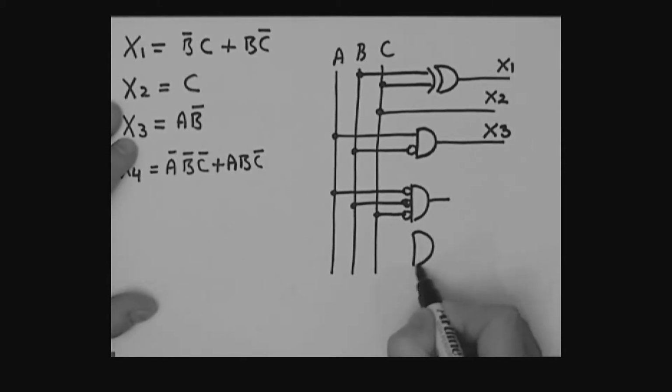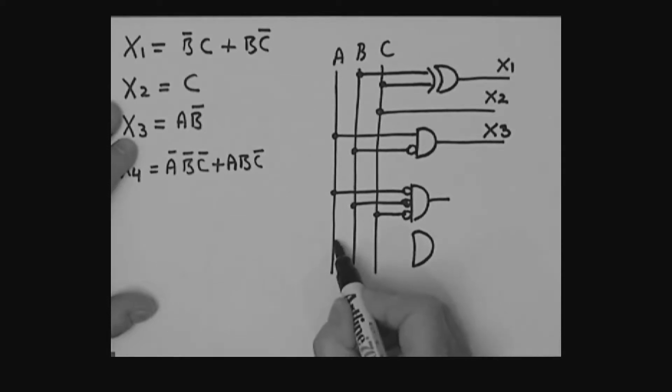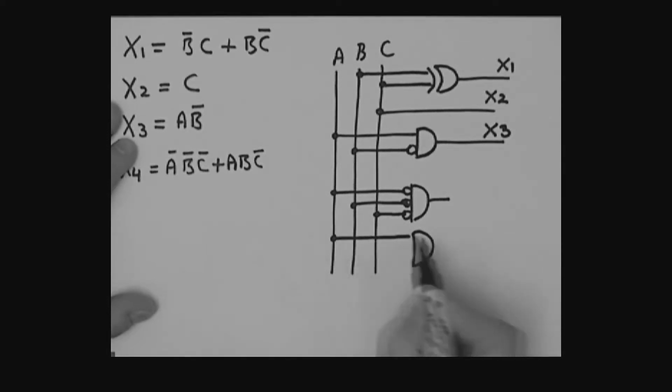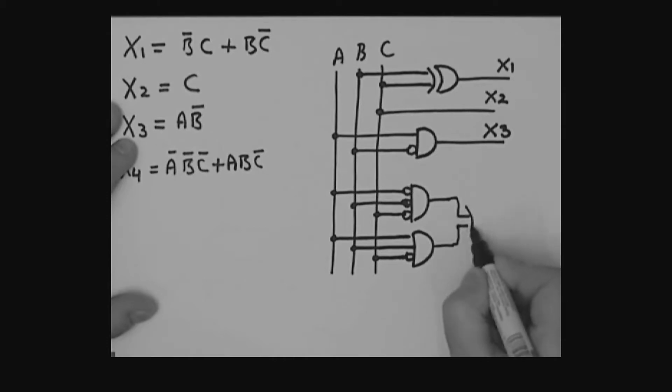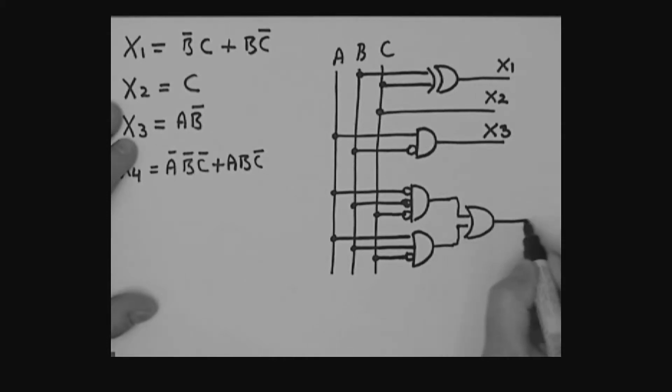My next product term sitting here would be what? AB. So I'm going to grab A, feed it into the AND gate, going to grab B into the AND gate, and then I've got a C bar. So here I go, before going into the gate, I invert or bubble, and that's my second product term. And really what I want to do now is just OR these two terms together, and of course that is going to give me X4.